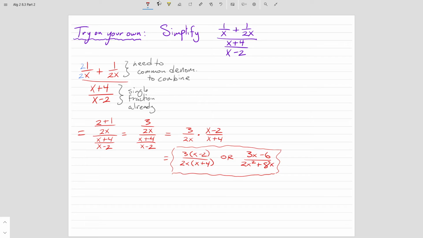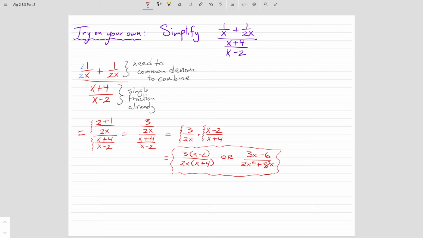And here is the worked out solution if you were able to get it. So you put the top together by common denominator, and then you get 3 over 2x over x plus 4 over x minus 2. So I'm going to write the single top fraction times the bottom one flipped upside down. And then if there's anything that can cancel, I would. This one doesn't have anything that cancels. So then I would just basically write everything out.